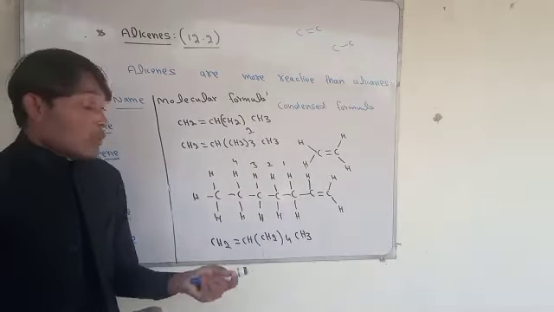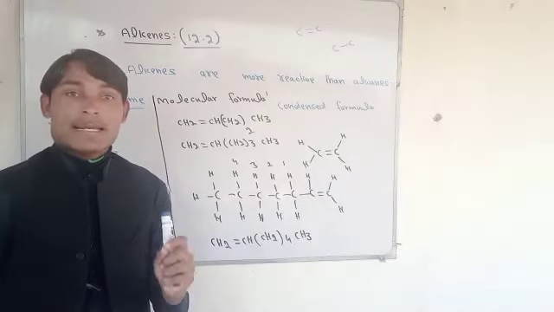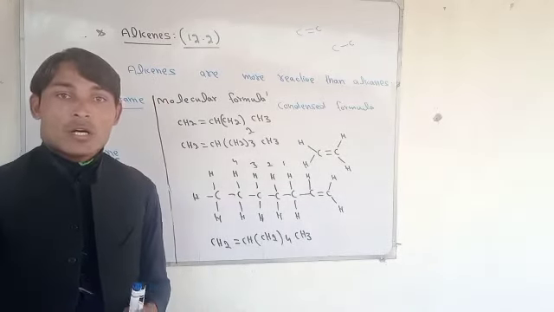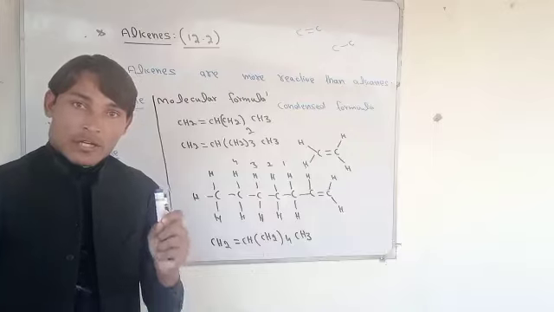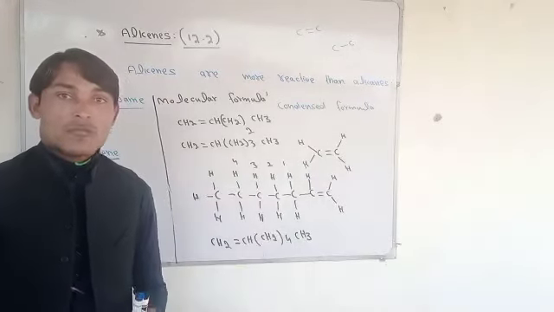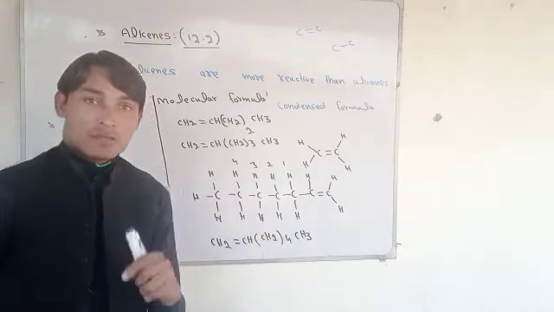Now we will show the electron dot and cross formula for the next 5 alkenes. So that's it for this lecture.